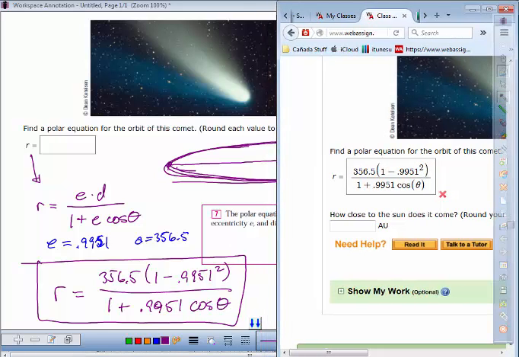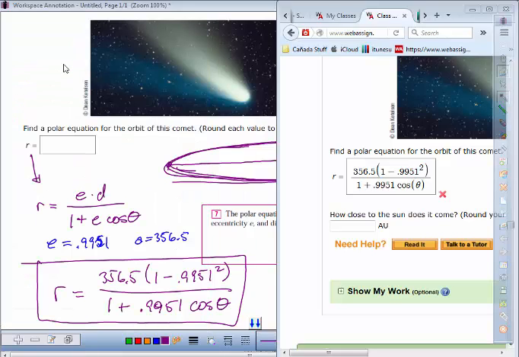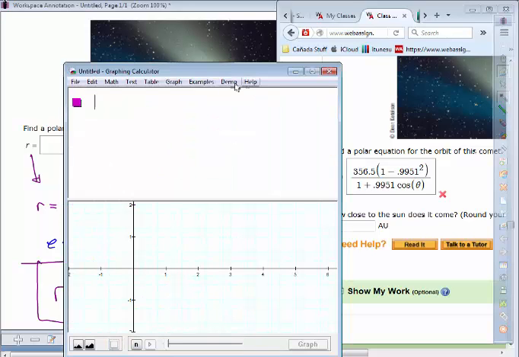All right, so 356.5 times 1 minus 0.9951 squared, 3.4832.